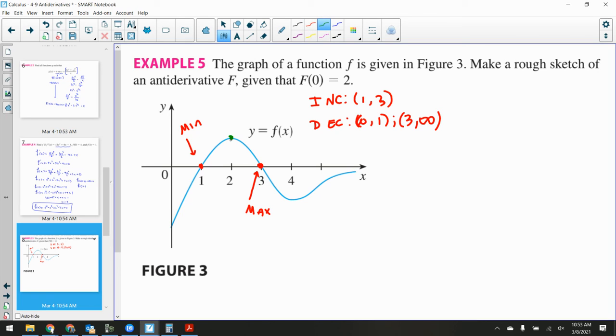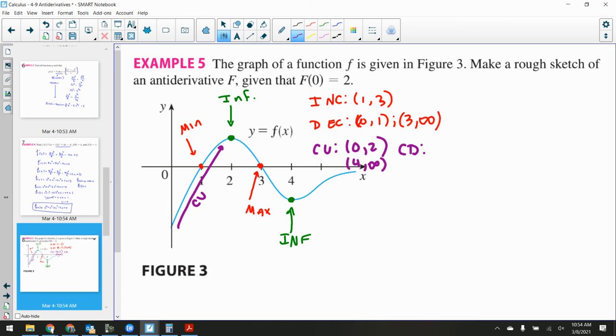What can we tell here and here? Those are inflection points. What can we tell about this? What is that telling me? Concave up. From 0 to 2, it's concave up. Oh, and also, I guess I should say, from 4 on, it's increasing, right? So from 4 to infinity. From 2 to 4, it's concave downward.